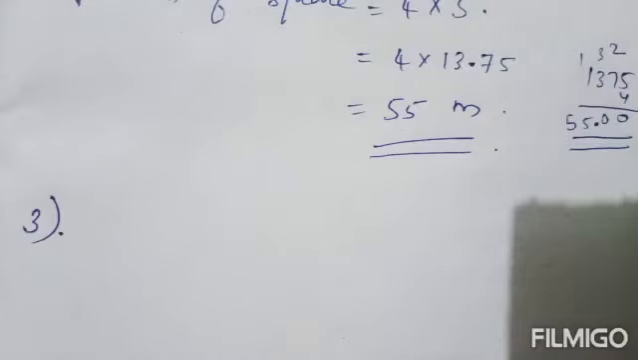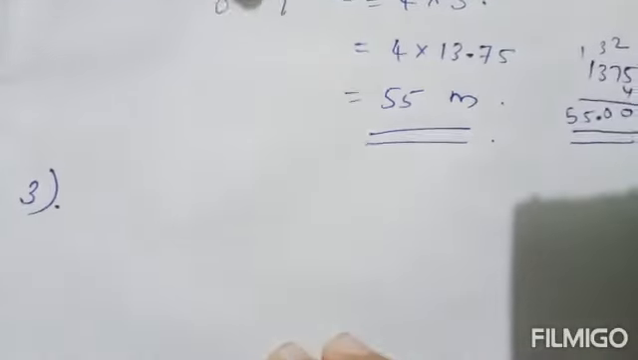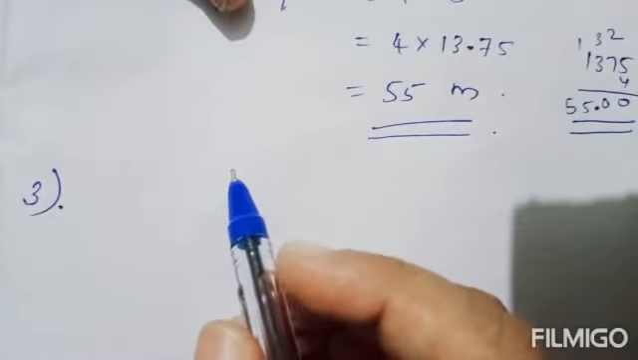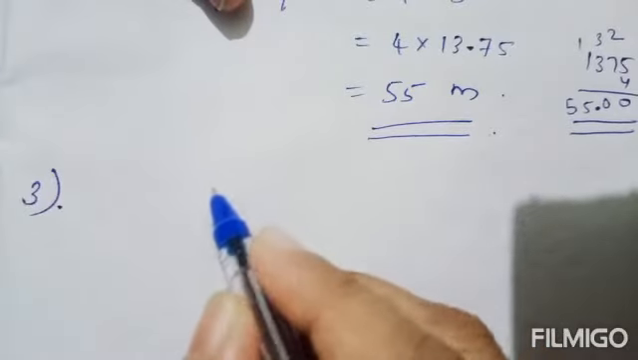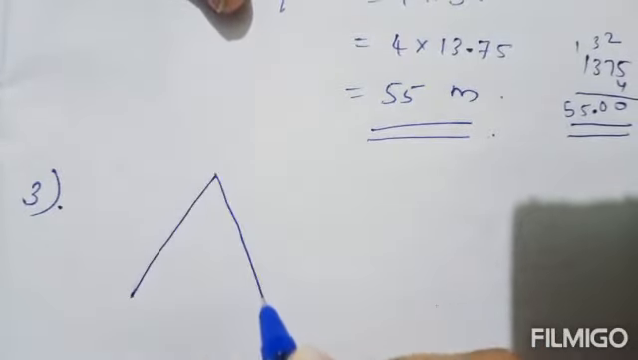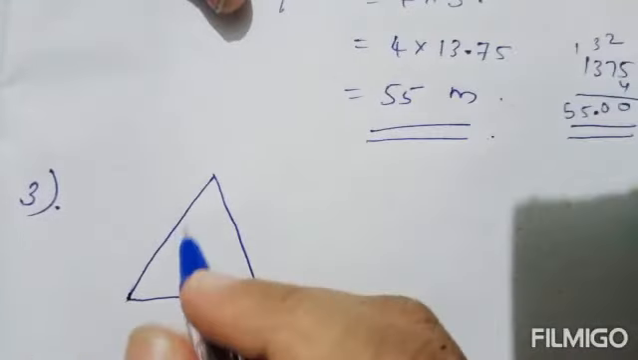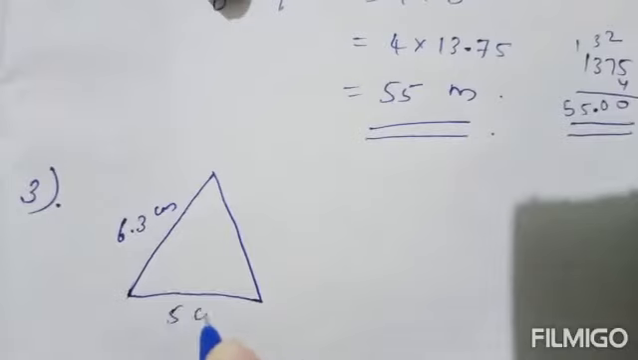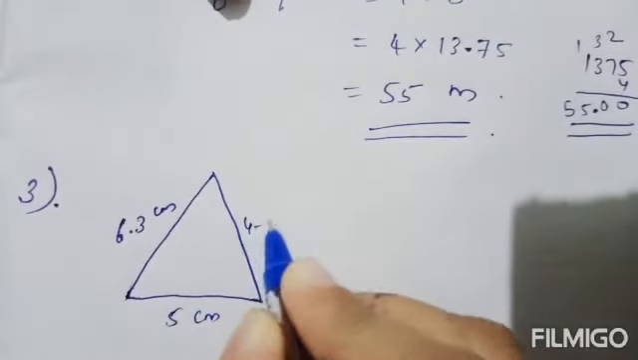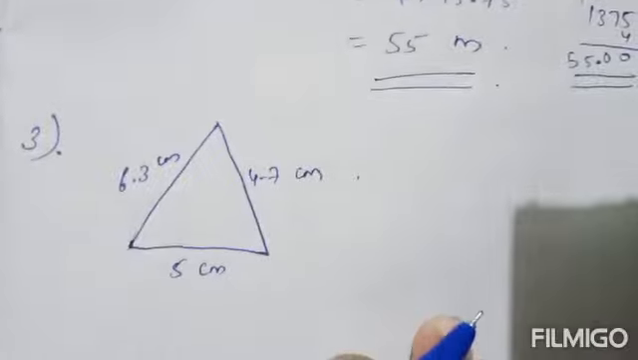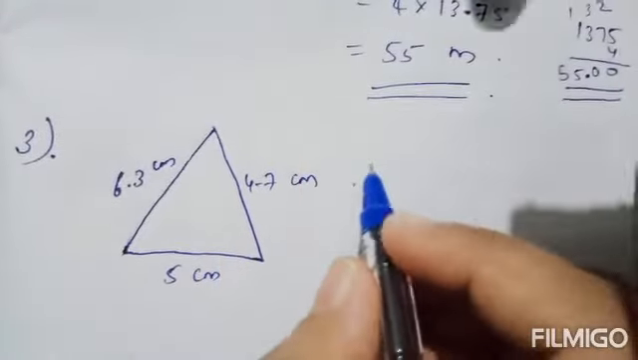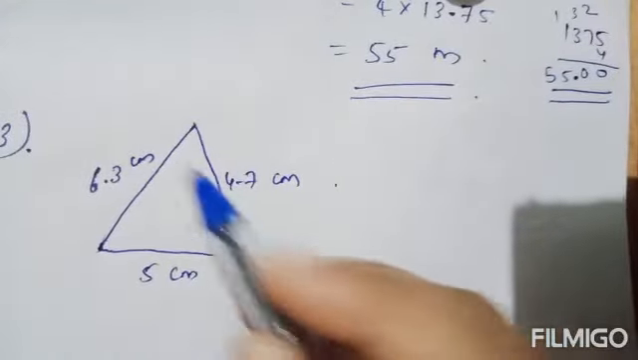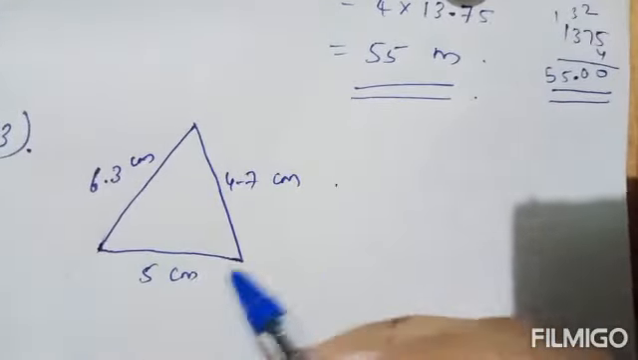Okay. Third question, find the perimeter of a triangle whose sides are 6.3 centimeter, 5 centimeter and 4.7 centimeter. So you know a triangle. This is a triangle. Its side, it is given one side is 6.3 centimeter, second side is 5 centimeter, third side 4.7 centimeter. You have to find the perimeter of this triangle. It is simple. In order to find the perimeter, just add the 3 sides. Okay, triangle has 3 sides.